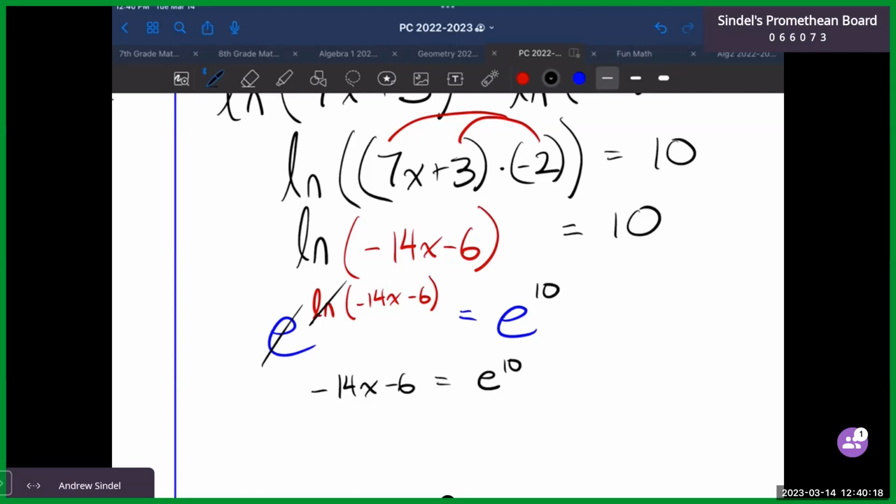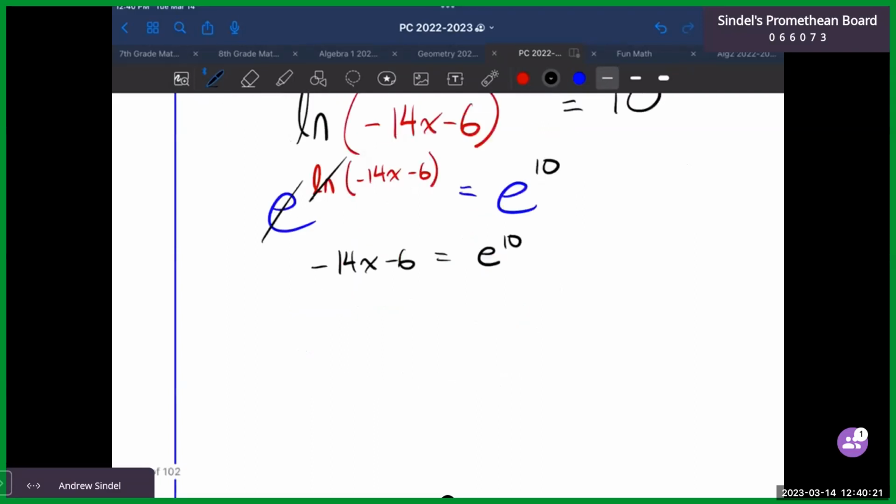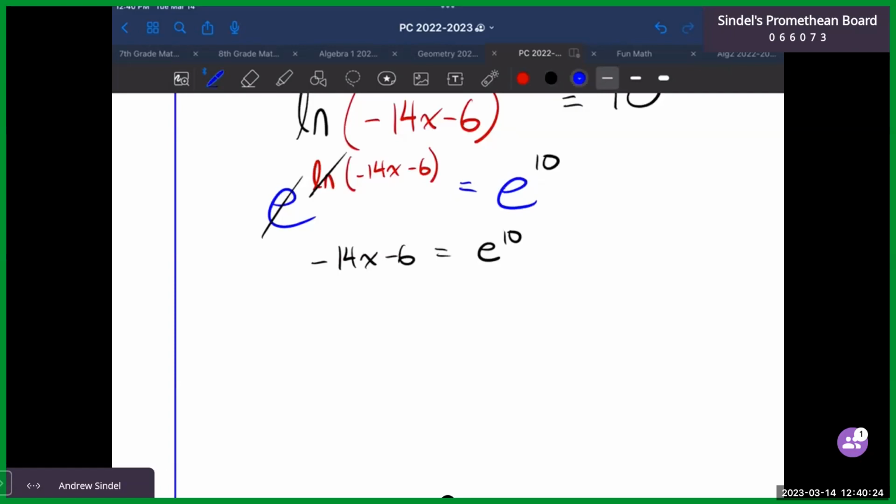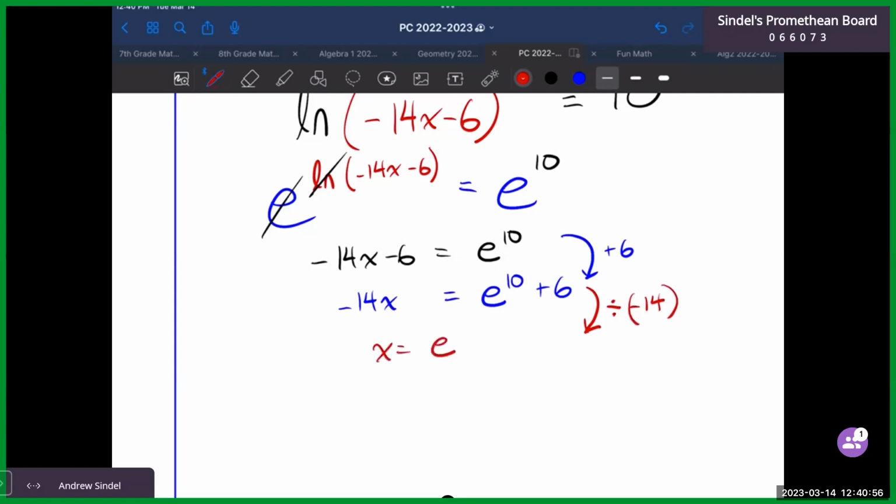All right, so from here, we're gonna add 6 to both sides. Here we go. -14x, the 6 is now gone, but on the right side it appears. Add 6 to both sides, plus 6. And then what do we do? And we get our final answer: x is equal to e to the power of 10 plus 6, all divided by 14. It's gross, but that's the answer.